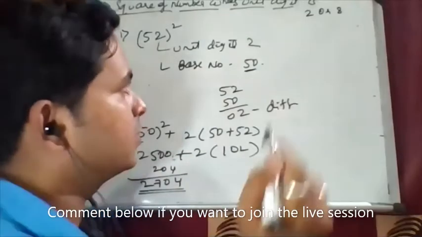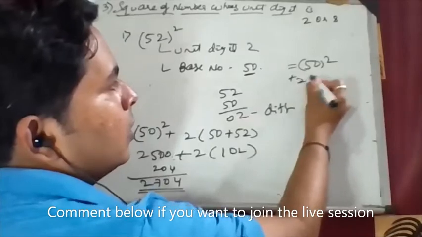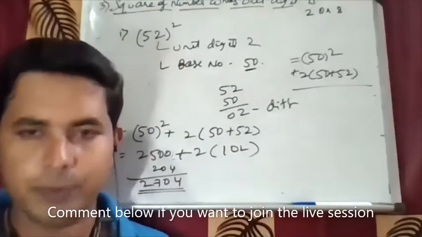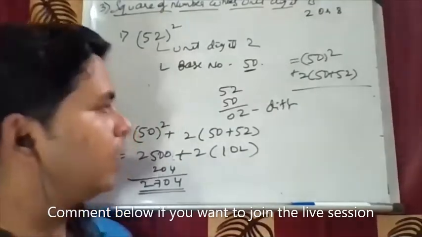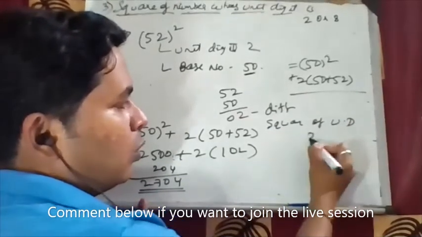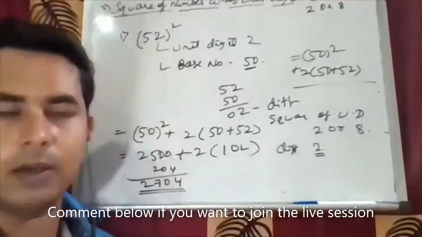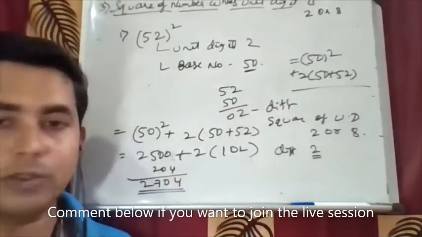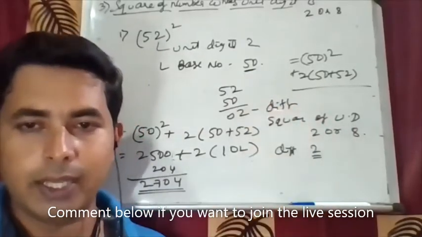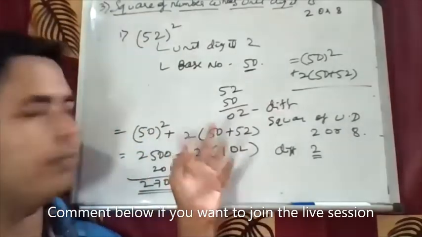Okay, don't get confused. It's simple. So always take the square of the base number and add 2 into 50 plus 52. This is the answer. Whenever you do the square of a unit digit number 2 or 8, its difference always comes as 2 only. You need not find the difference again and again. Directly take it as granted, 2.